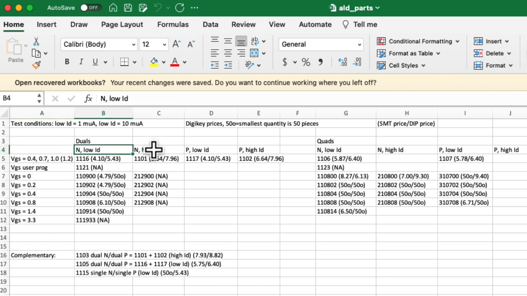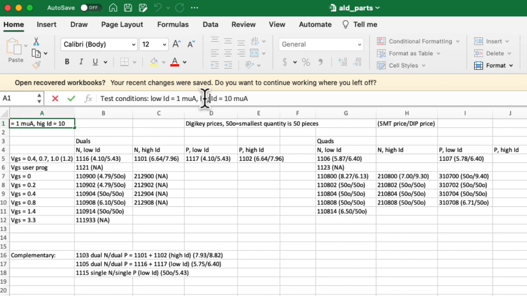Now, notice I've labeled each column here with either high drain current or low drain current. That indicates the drain current at which these threshold voltages were measured. So for the low drain current, that corresponds to 1 microamp. And for the high drain current, let me change this to high. All right, there we go. For the high drain current, that's 10 microamps.